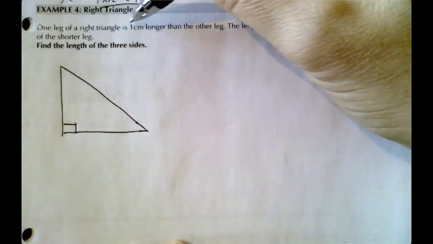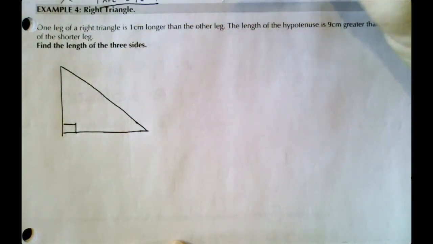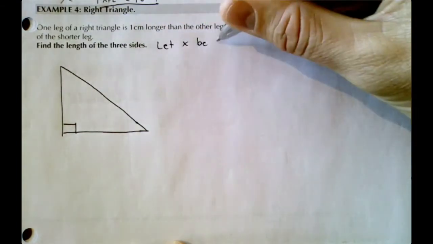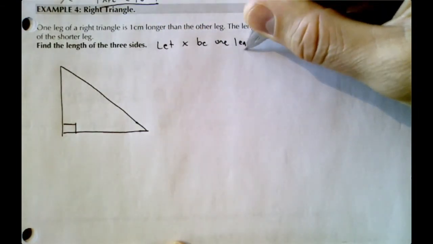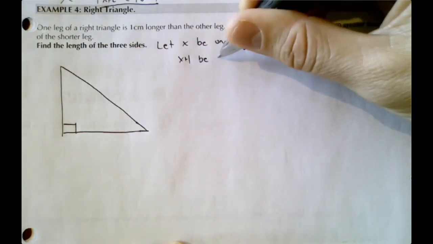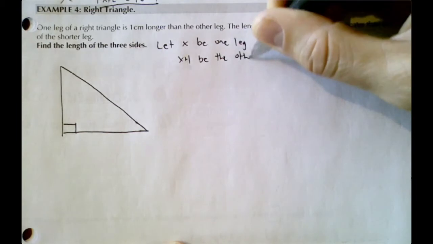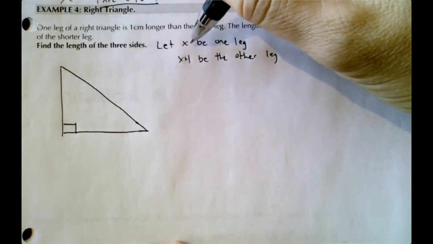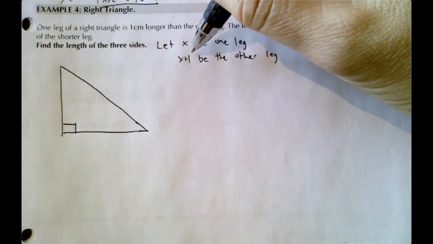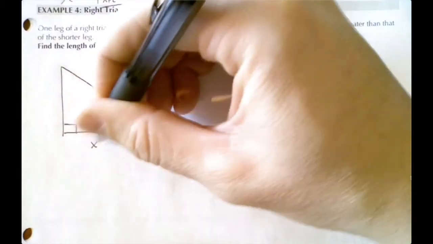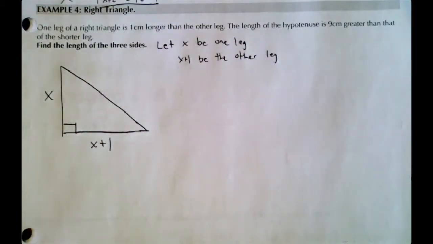One leg is 1 centimeter longer than the other leg. Okay, so let's say let x be one leg. So x plus 1 would be the other leg. If one is 1 longer than the other, well, x would be one and the other would be x plus 1. Because if we had, say, 5, one of them is 5, the other one's 6, it holds true. So let's say this is x plus 1 and this one's x.